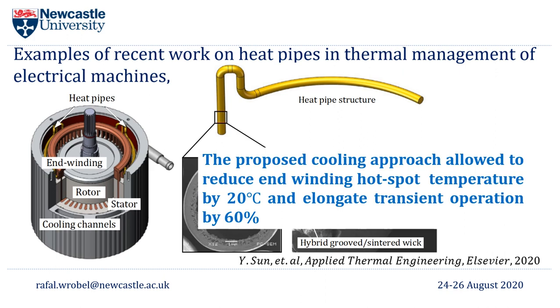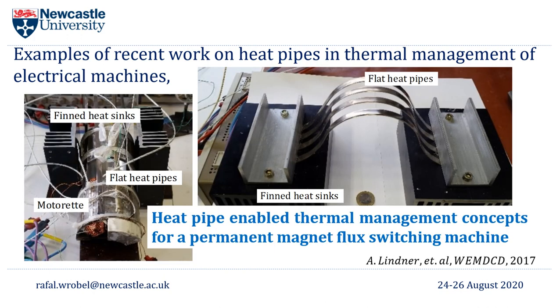The authors report here a reduction in the winding hotspot by 20 degrees C, and also an increase in the transient operation. So the transient is now longer, increased by 60%. The next example is a feasibility study of using flat heat pipes, again copper water here with mesh wick, for thermal management of a flux switching permanent magnet machine.